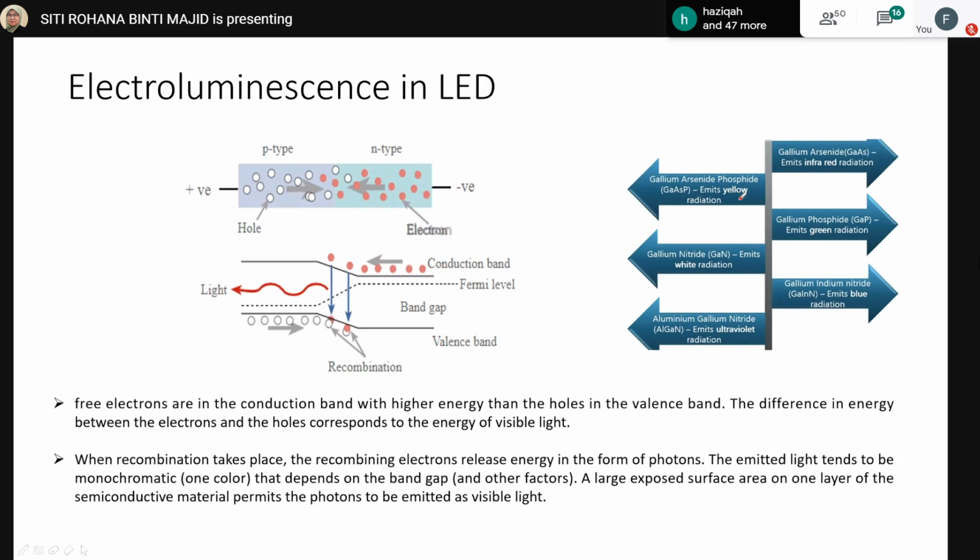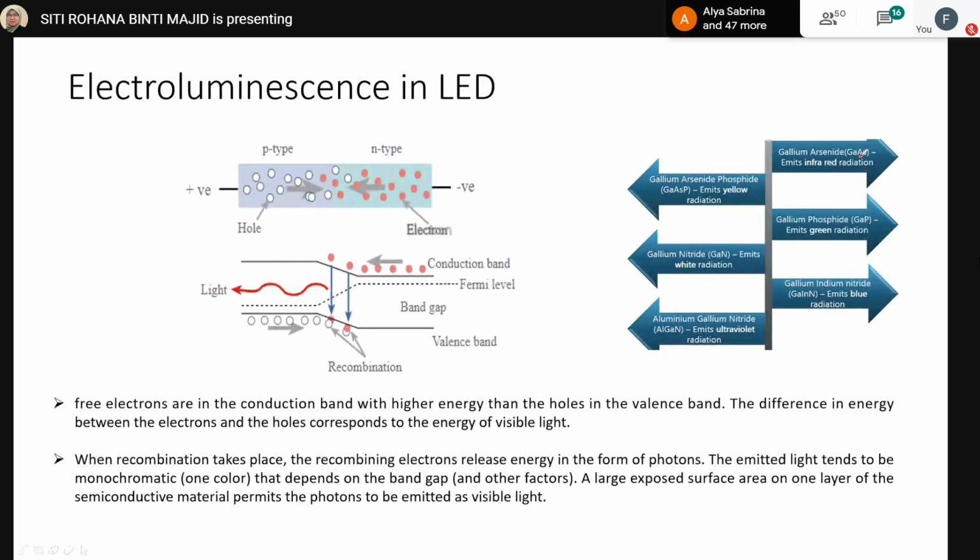So they will emit yellow radiation if we use gallium arsenide phosphide. And I think the most common with us is red radiation. Okay, because this one actually they use gallium arsenide to emit infrared radiation. And also if you go to an electronic shop, you can see LEDs with green color. And the material that they use to fabricate the green LED is gallium phosphide.